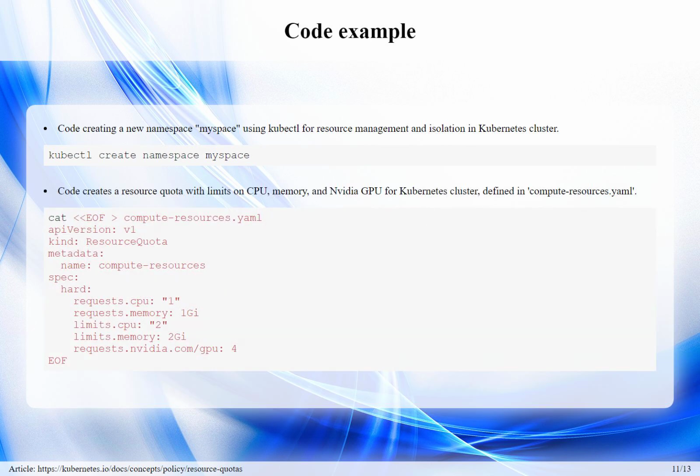This code creates a resource quota named compute-resources that sets limits on CPU, memory, and NVIDIA GPU resources for the Kubernetes cluster. The quota specifies a request of 1 CPU, 1 GiB memory, a limit of 2 CPUs, 2 GiB memory, and a request of 4 NVIDIA GPUs. The quota is defined in a YAML file named computeresources.yaml.